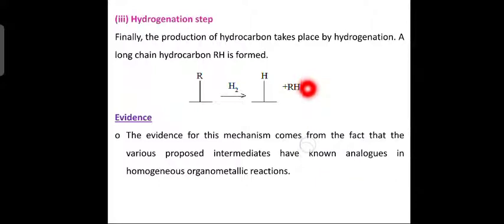So RH is formed. What is the evidence for this? The evidence for this mechanism comes from the fact that the various proposed intermediates have known analogues in homogeneous organometallic reactions. So with this, the chapter is over.